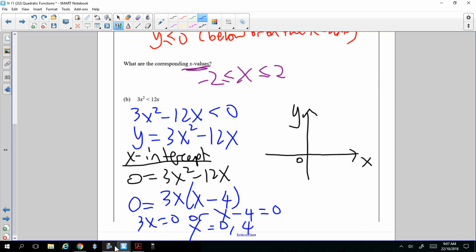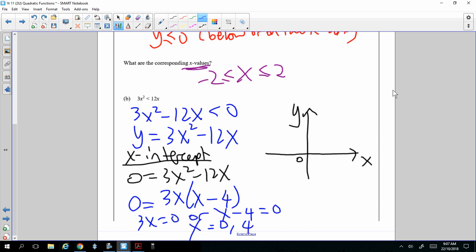Parabola. Okay, so hopefully you drew the parabola with x-intercepts 0 and 4. Now notice that it's concave up as well. So make sure you got the right concavity. That's plus, so it's concave up. So let's draw a concave up parabola. And then which part do we look at now? It's less than 0. Right, y is less than 0. So less than 0 will be here. So what's the x value? X has to be between 0 and 4. Okay? Alright, you got it.